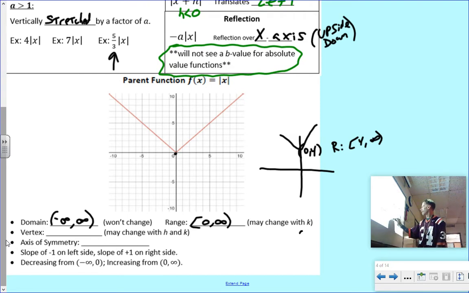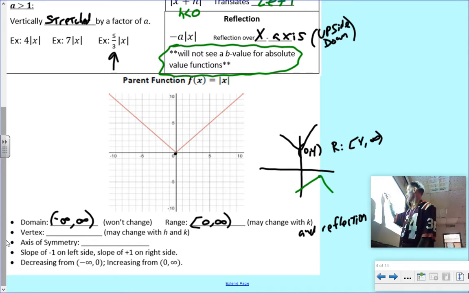Also, it could change with a reflection. Because if you had a function that looked like this, now the range is going to go from negative infinity up to that k value. So just know the range can change depending on what the a and the k values are.